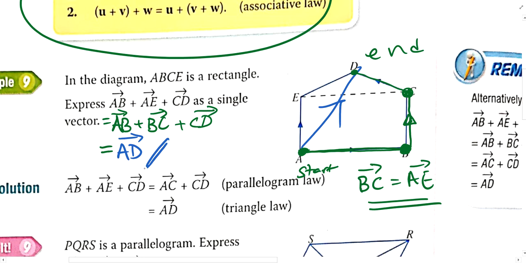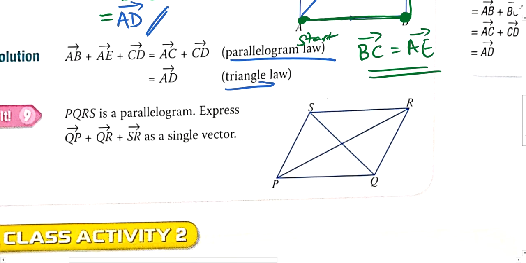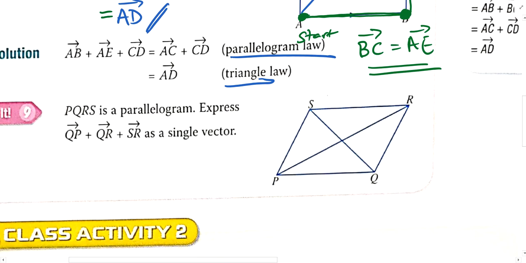Okay? No need to bother yourself with what parallelogram law, triangle law. The names are not important, as long as you know how to shift the vectors around. Know which vectors are equivalent. Can? Try it yourself. 9. Just move the vectors around. See which ones are. If it helps, you may look up.